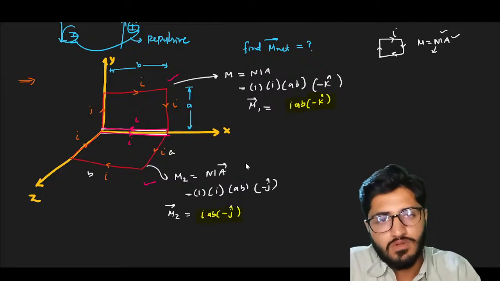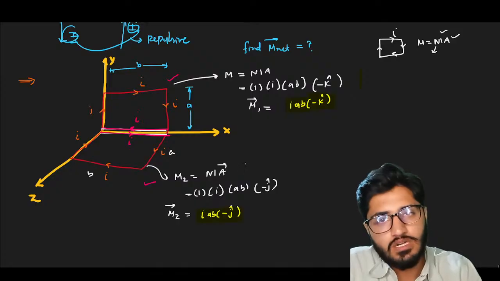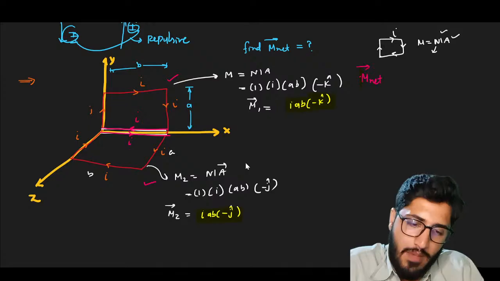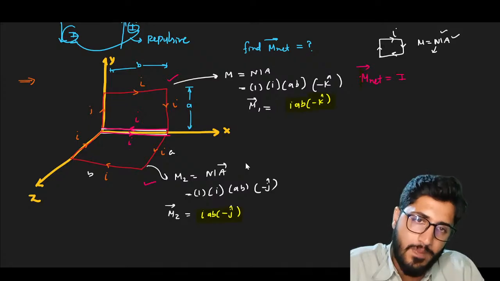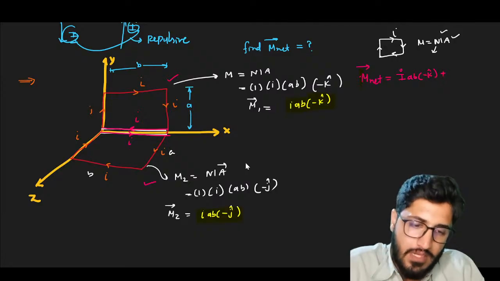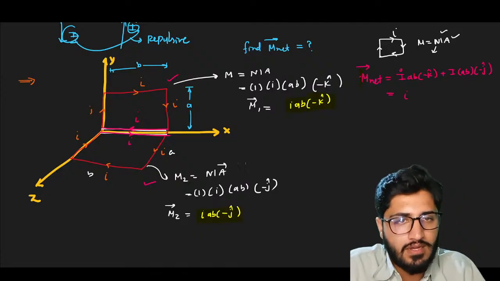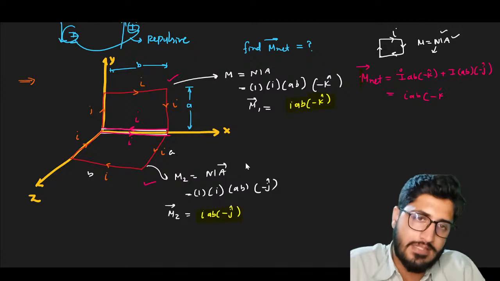What is the net magnetic moment now? So what will be M net? M net is equal to IAB minus K cap plus IAB minus J cap. I will take IAB common: IAB times minus K cap minus J cap. This is my final answer.